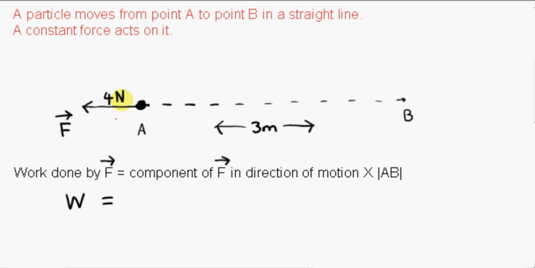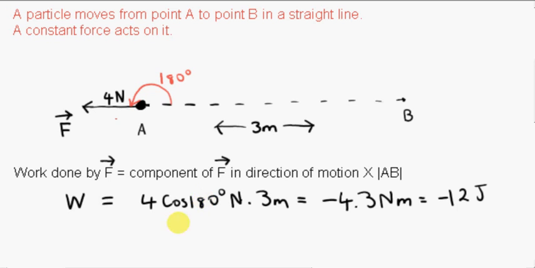Let's take one last example. Here we have a force of magnitude 4 newtons. There's nothing special about the magnitude of the vector. We want the angle between the direction of motion and this force vector. We can see that it's 180 degrees. The direction of motion is this way. Now the cos of 180 degrees is minus 1, so as we expect, we get an answer of minus 12 joules. So this means that this force F takes 12 joules of energy from the particle's motion.